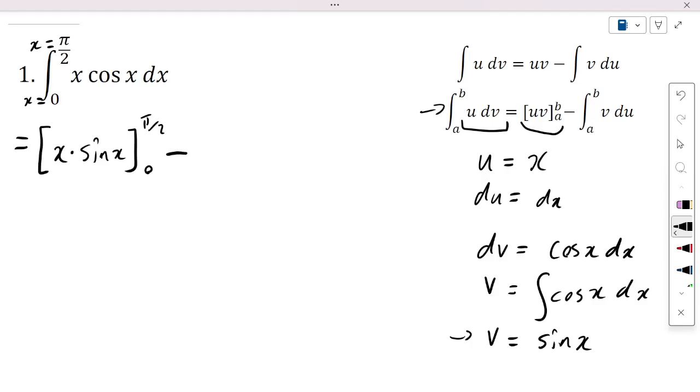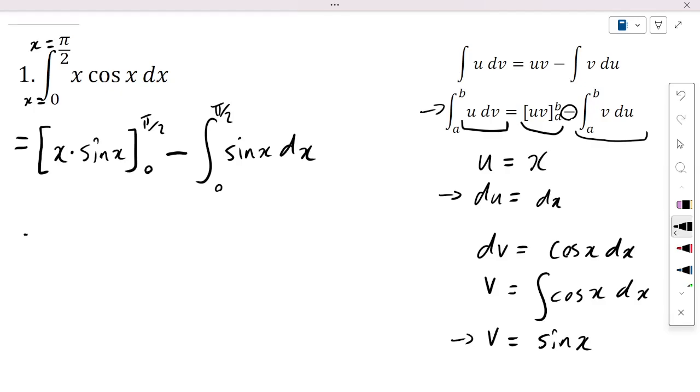So this would be minus, represented over here by the subtraction sign, and then we're going to say the integral of v times du. So it's going to be the integral of v, which is equal to, no, that's the wrong v. v is equal to sine x, and then du is equal to dx. So we can just replace it like that. And look at that, that's perfect. We can actually just do this integral straight away. But remember, this is the integral with pi over 2 as the upper limit and 0 as the lower limit.